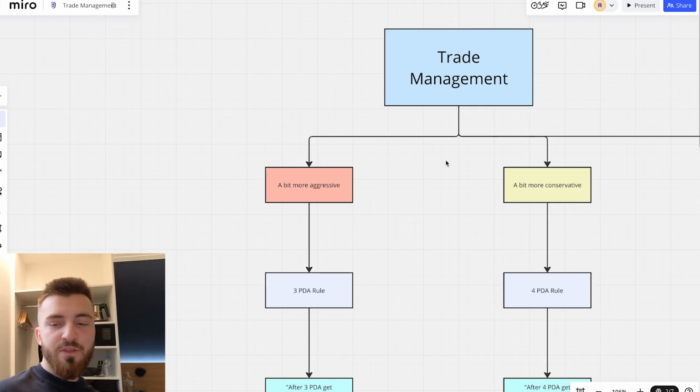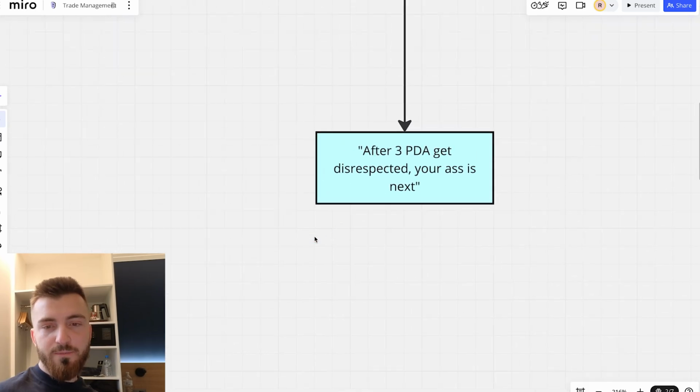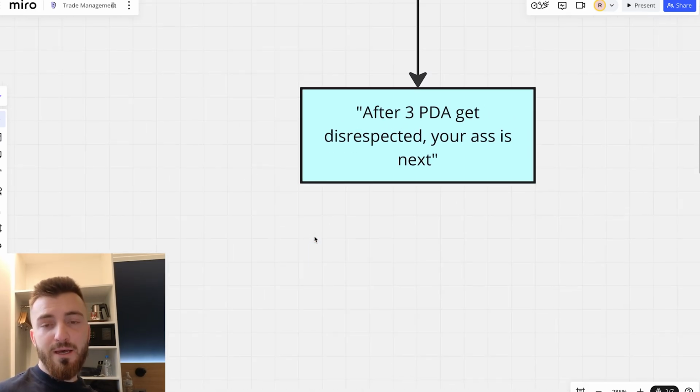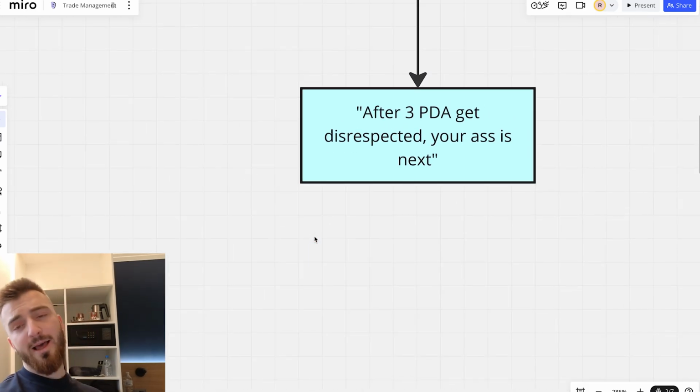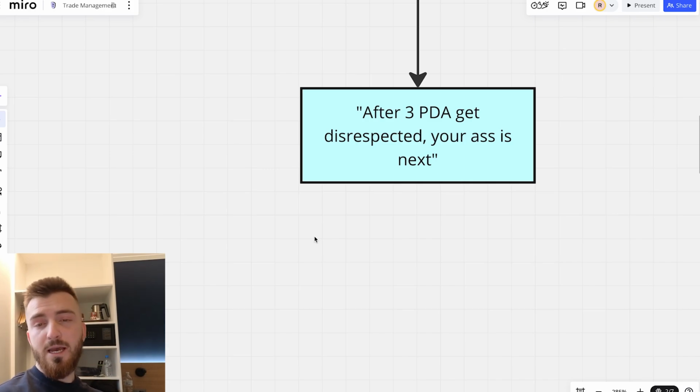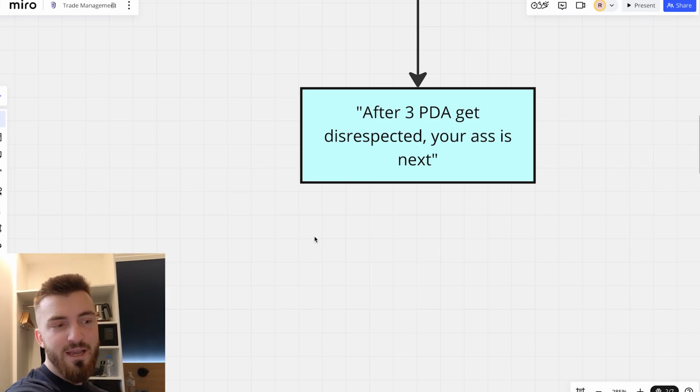This is actually a quote from someone that I learned from, which was ICT, and he said, after 3 PD arrays get disrespected, your ass is next. And it's a very good point because, again, if a fair value gap gets disrespected, an order block gets disrespected, and the next order block or fair value gap gets disrespected, then the market isn't really moving in your direction anymore, is it? So if it isn't, then you want to get out.